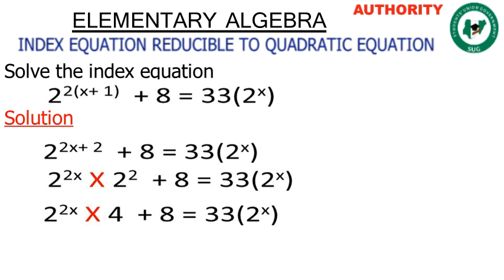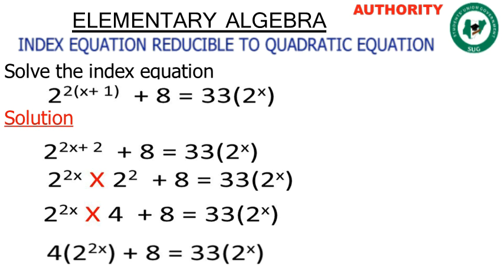Okay? Now we have 2 raised to power 2x times this 2 squared, which is the same as 4. Now let's write it. It's equal to times 4 plus 8 is equal to 33(2 raised to power x). Now please don't multiply. Let's see the arrangement. This is how we're going to write it: we're going to have 4(2 raised to power 2x), plus 8 is equal to 33(2 raised to power x).